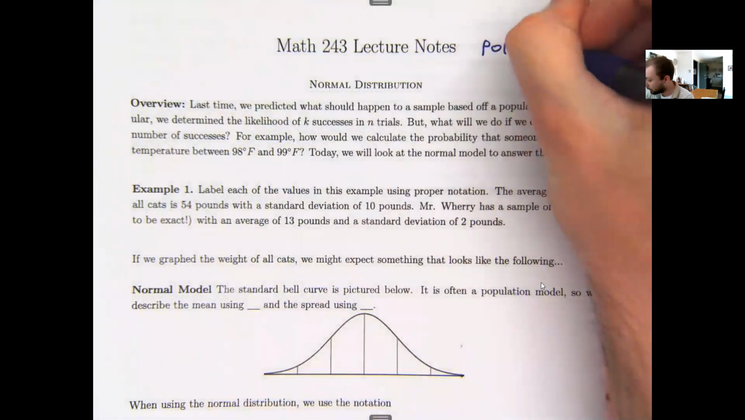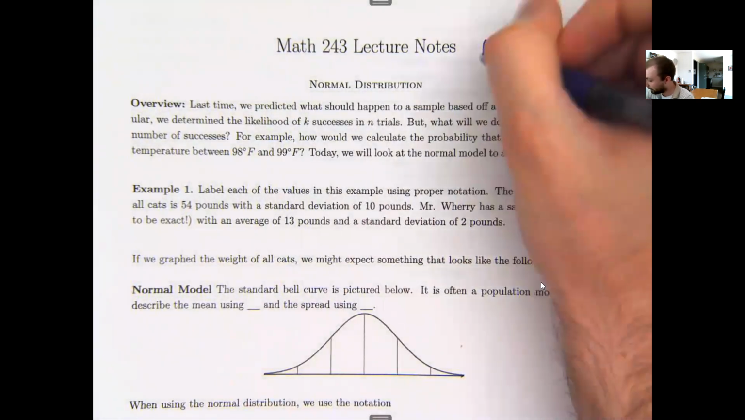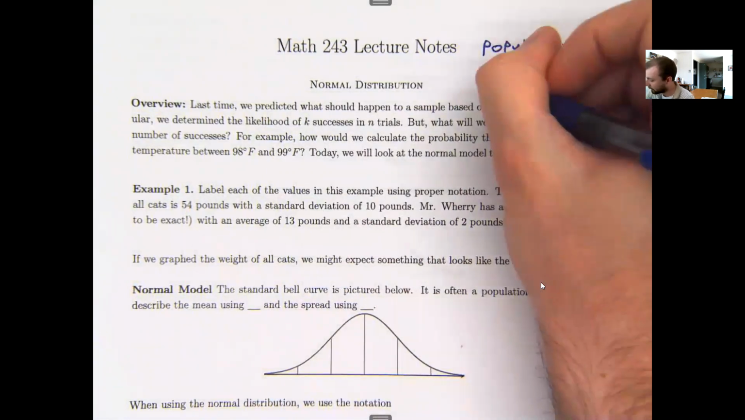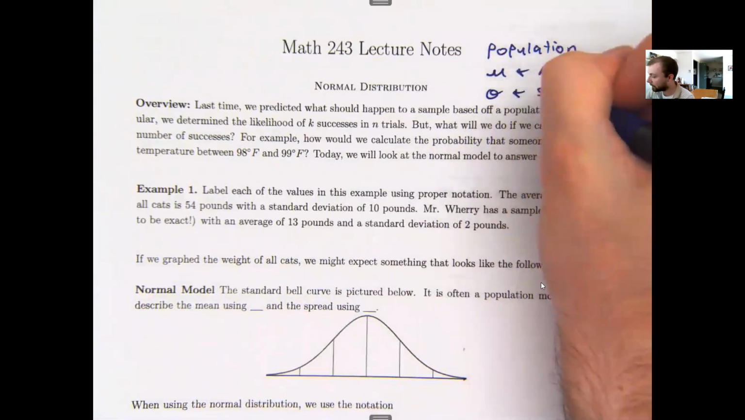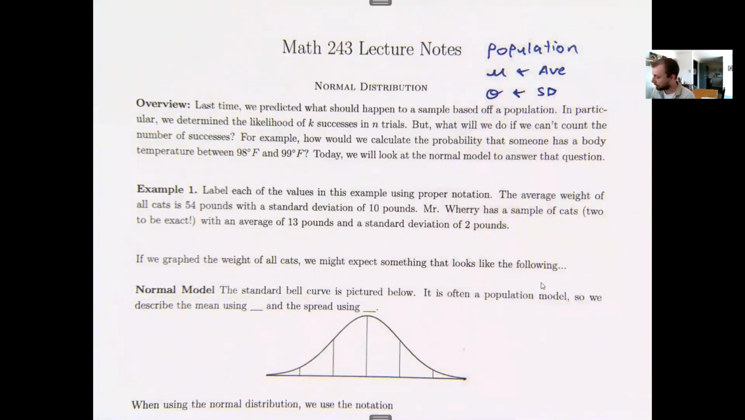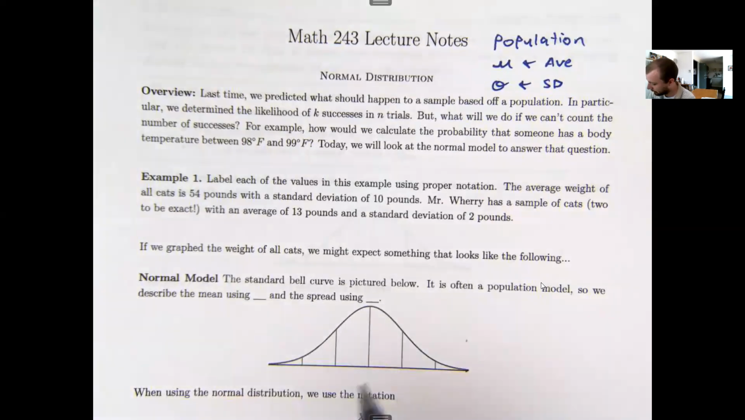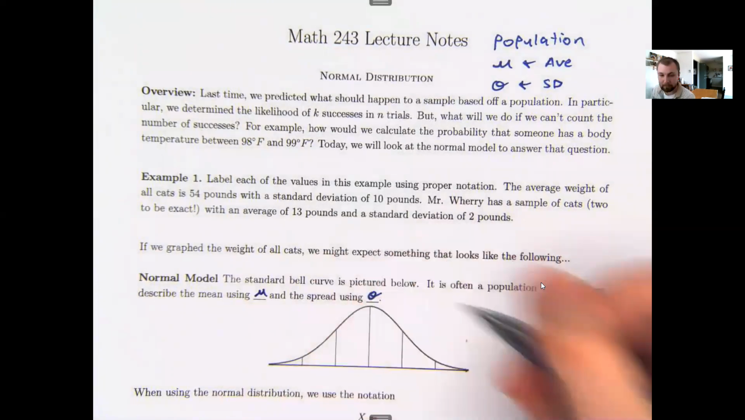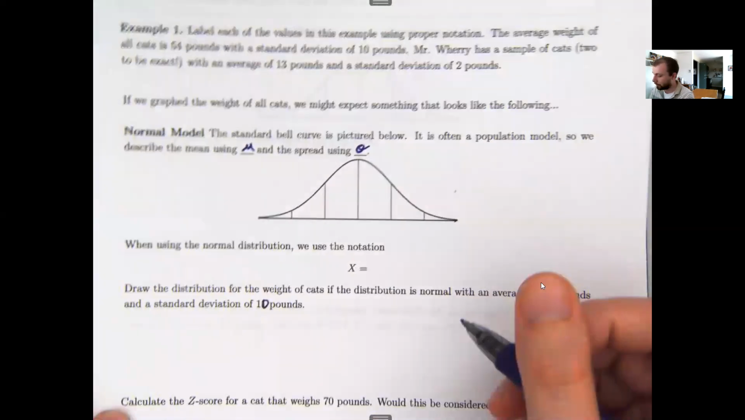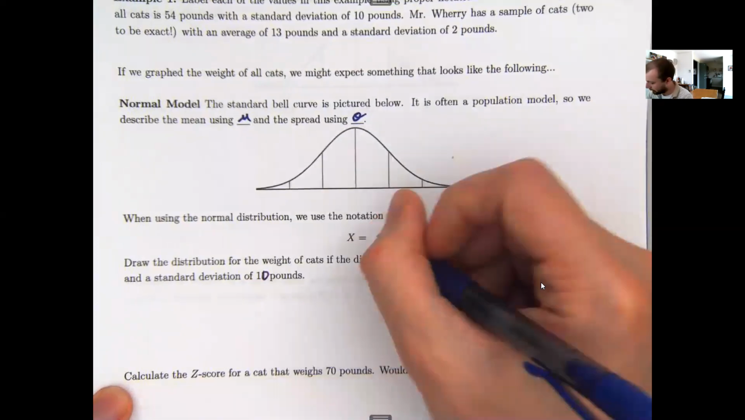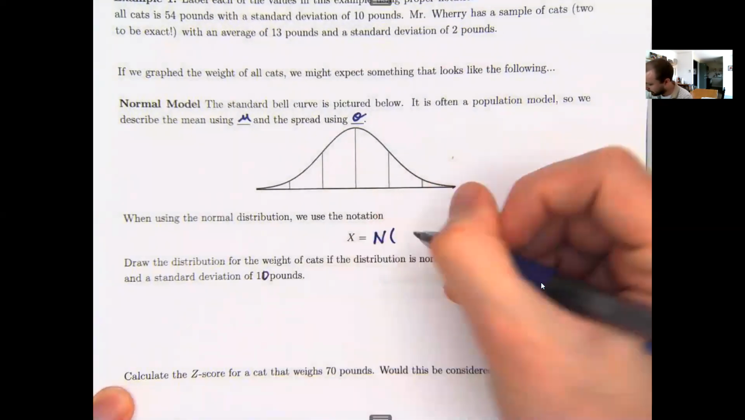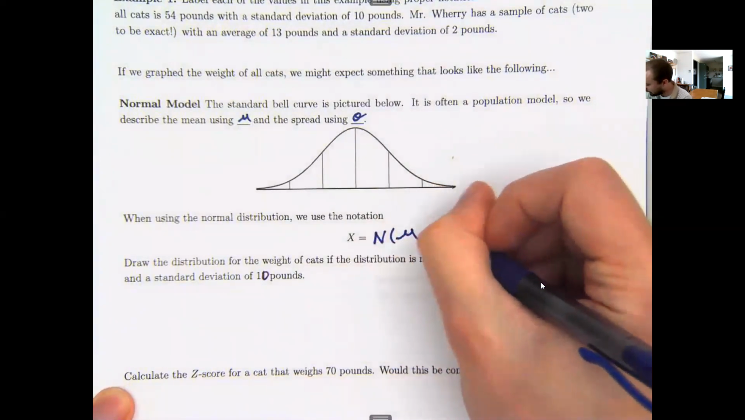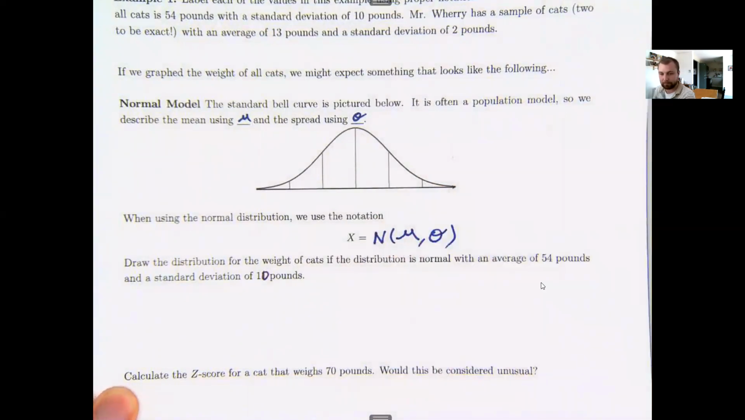And since this is a population model, just a reminder, when we're talking about averages, we use the symbol mu. And when we're talking about standard deviations for a population, we use the symbol sigma. So it looks something like this. The center of my curve is mu, and the spread is sigma. The notation for the normal distribution is N with a center of mu and a standard deviation of sigma.